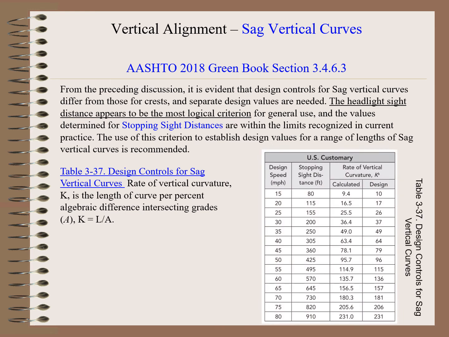Table 337, Design Controls for Sag Vertical Curves. The rate of vertical curvature, K, is the length of curve per percent algebraic difference in the intersecting grades. K equals L over A. To the right, you can see the chart from the AASHTO Green Book Table 337.